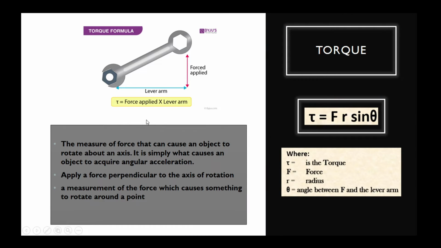Now, we have torque. Torque is the measure of force that can cause an object to rotate about an axis. It is simply what causes an object to acquire angular acceleration. It is a measurement of the force which causes something to rotate around a point. Torque makes things rotate faster or slower depending on the length of the object. The longer the length, the easier it is to produce torque. Remember that. Now the formula for it is the applied force times the distance over which the force is applied times sine theta. Now let's go ahead and have an example.